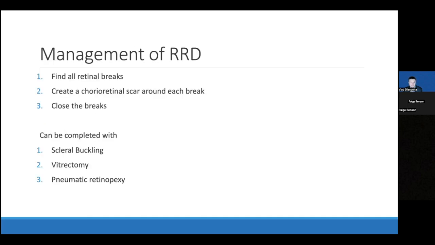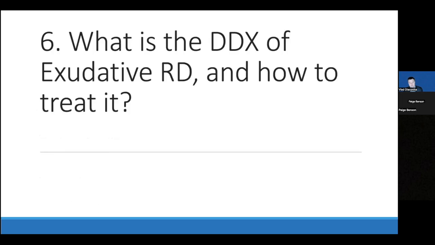And the management of retinal detachments, the rhegmatogenous types, there's three ways to fix it. I showed a vitrectomy case here, but scleral buckle is something that's like a whole course on its own we can discuss. And pneumatic is something that we can discuss separately. But often people will do one of these three things to fix it.